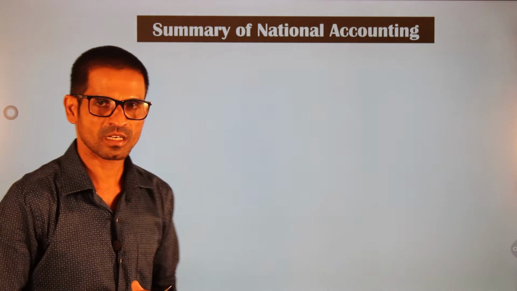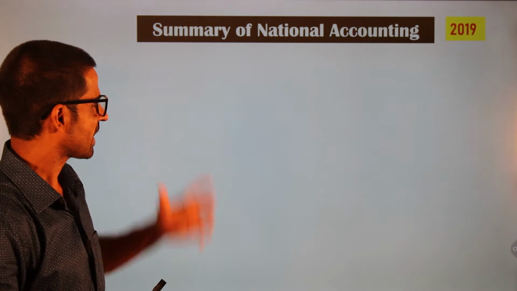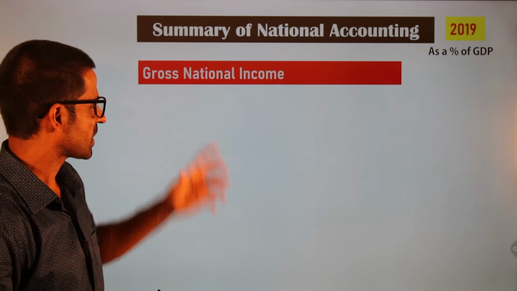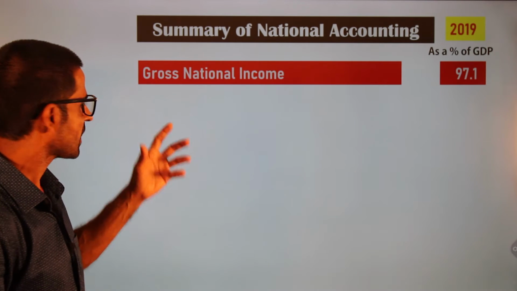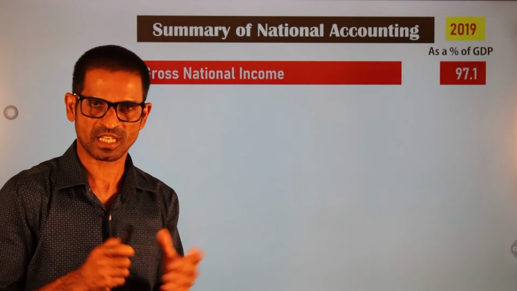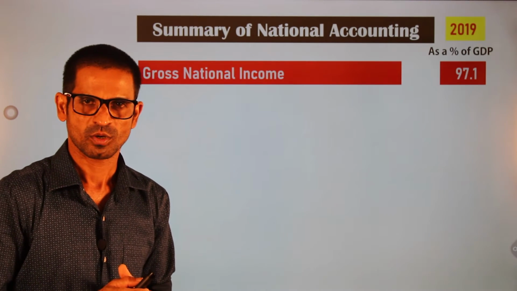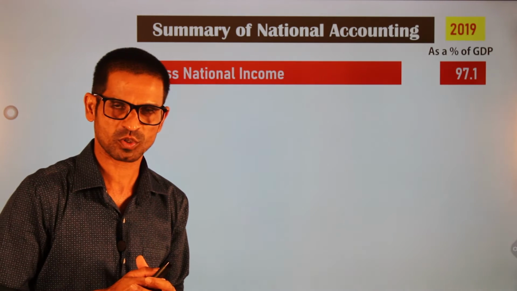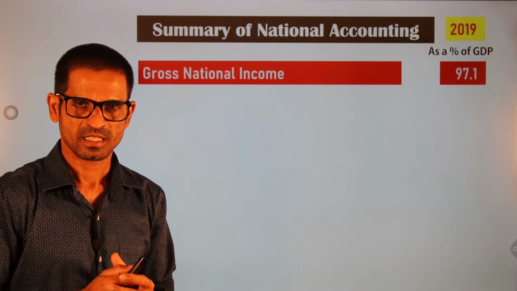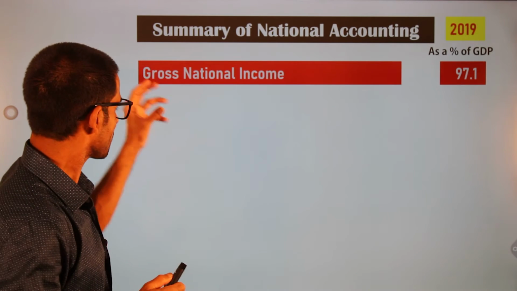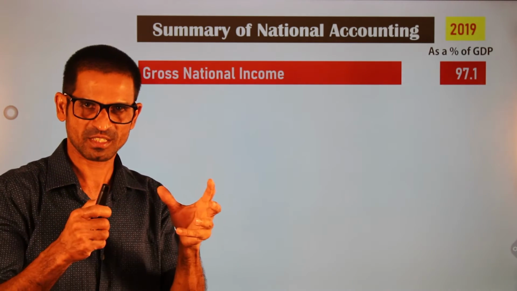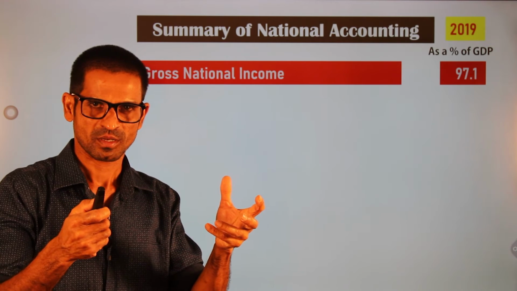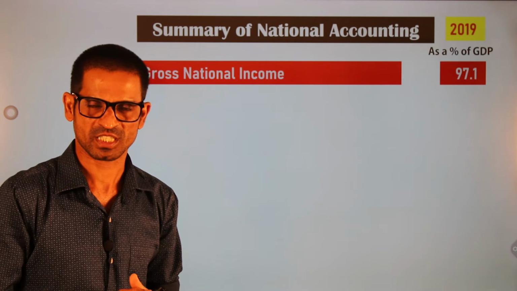Then we can analyze it further. Gross national income, as you know, is 97.1. Then how do you convert this into gross national disposable income? What do you mean by gross national disposable income? Right? This gross national income is only the primary income, which is earned from a production process by providing factors of production.